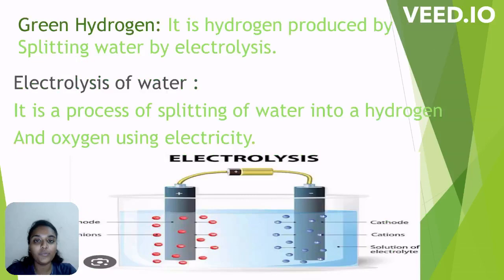Now let us see about the green hydrogen. It is hydrogen produced by splitting up of water by electrolysis. Now, let us see about the process of electrolysis of water. It is a process of splitting of water into hydrogen gas and oxygen gas using electrolysis.